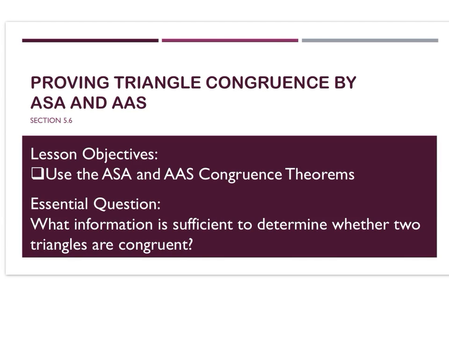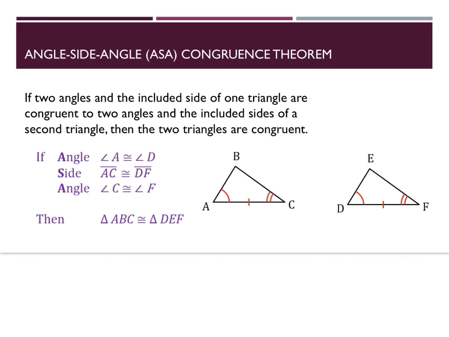Good evening, mathematicians. Let's take a look at our final two shortcuts for proving triangles congruent, the angle-side-angle and the angle-angle-side congruence theorems. So our essential question: what information is sufficient to determine whether two triangles are congruent? Which is a great question for our entire unit on triangle congruence. Let's get started.